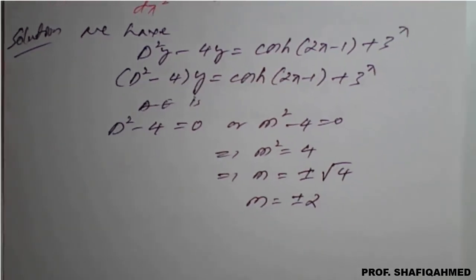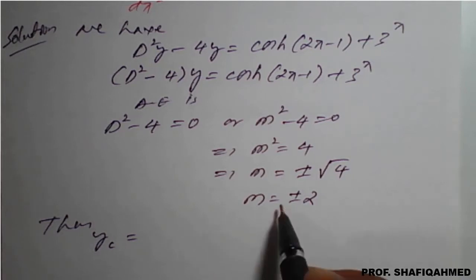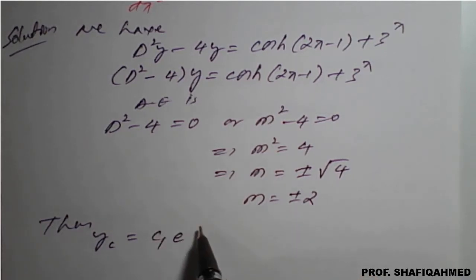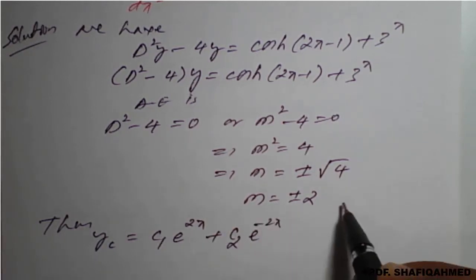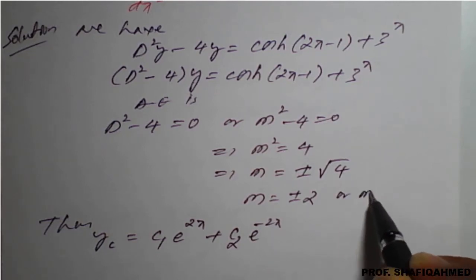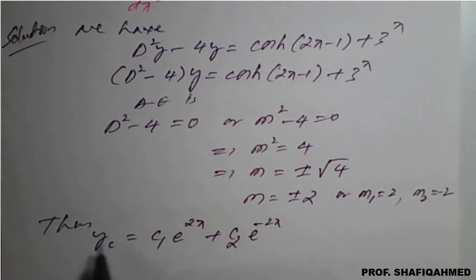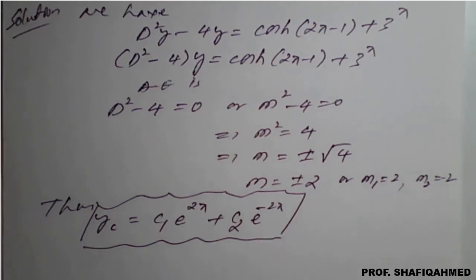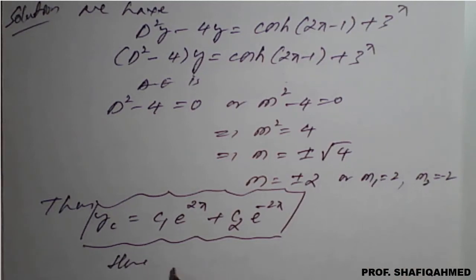So therefore the complementary function yc will be c1 e raised to plus 2x plus c2 into e raised to minus 2x. Or you can write m1 is equal to 2, m2 is equal to minus 2. So this is the required complementary function.